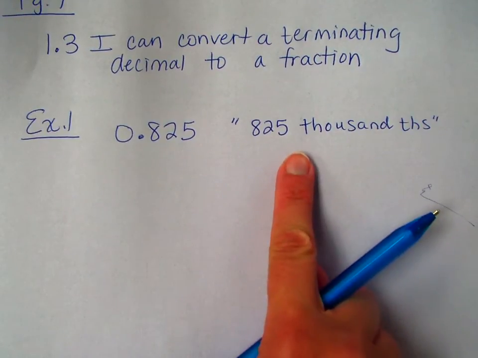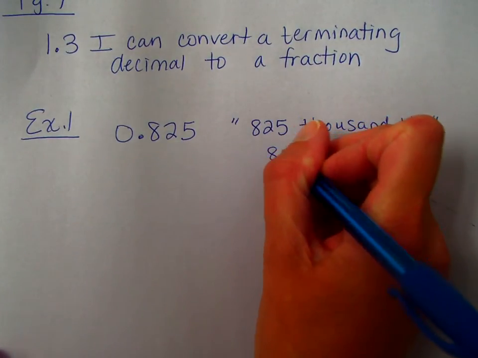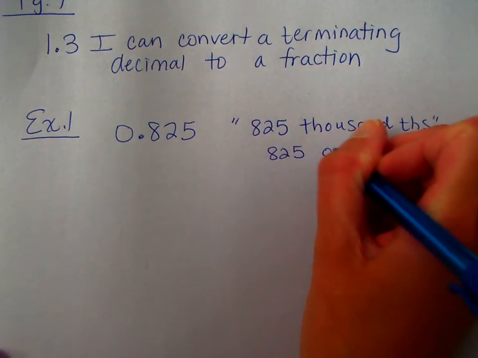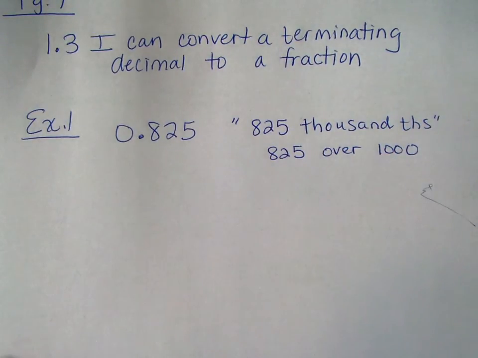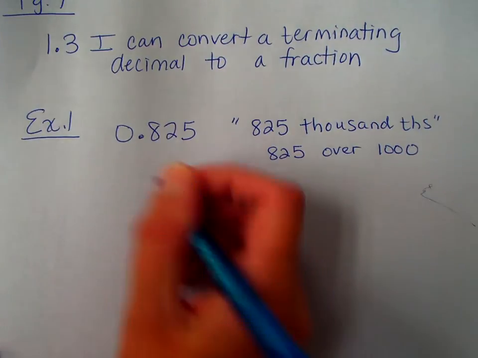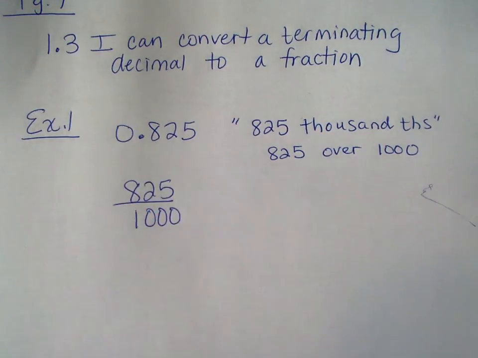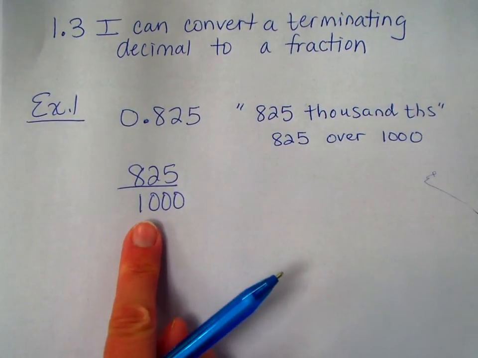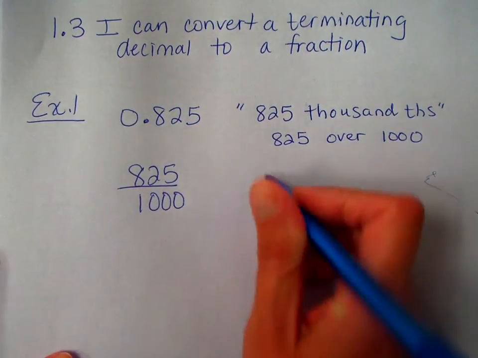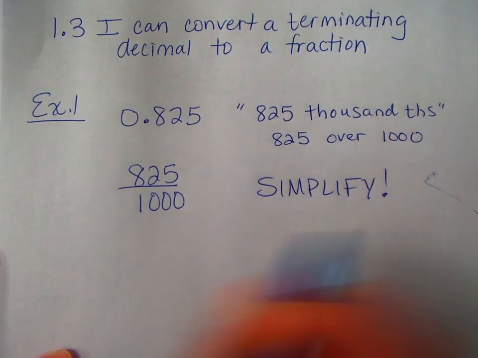Okay, so to write it as a fraction, we write it as we read it. We're going to put 825 over 1,000. 825 thousandths. Right. So once you write it as a fraction, we always want to make sure to see if we can what? Simplify. So simplify if you can.